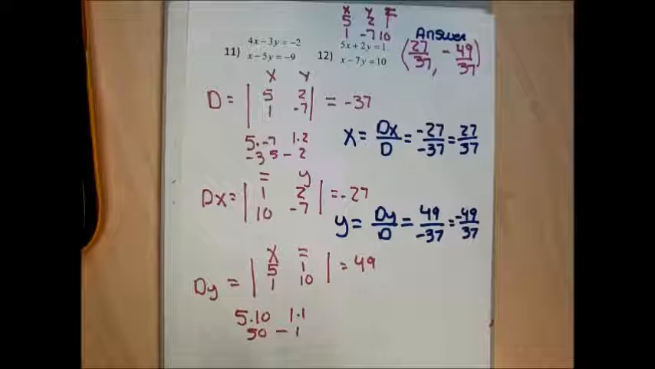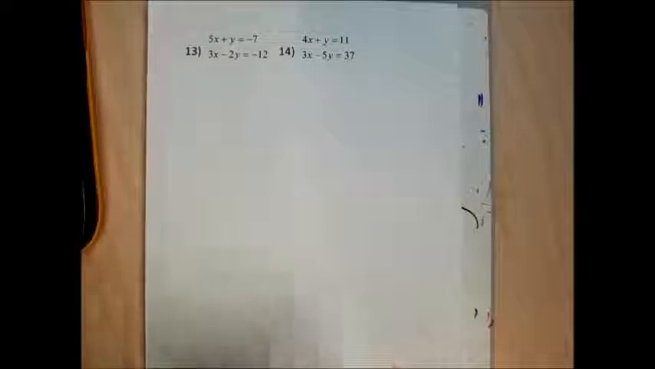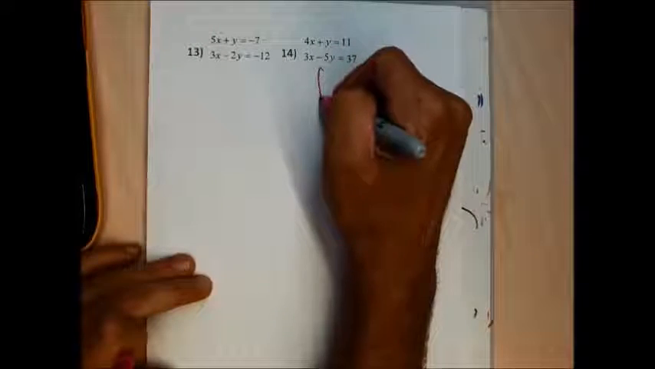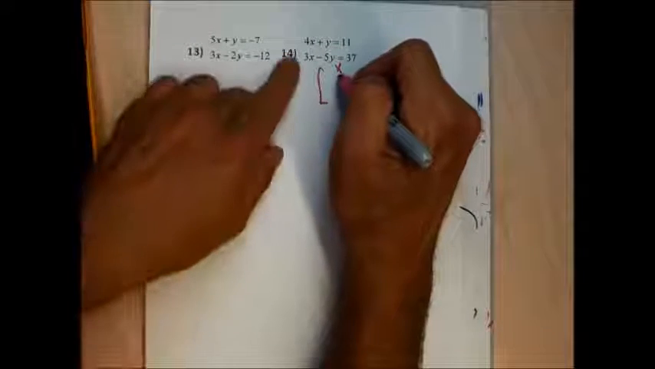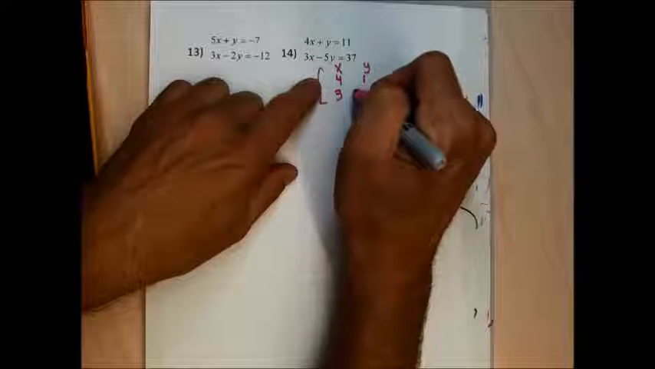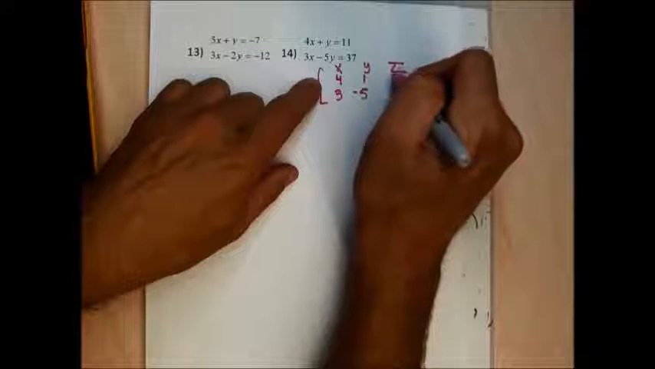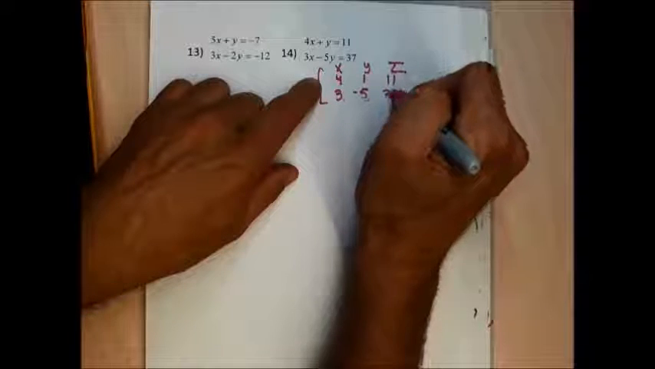These are very repetitive. Once you get it, you get it. At first, it takes a bit to get. So 14, first do it by the old school method. I'm going to create a matrix. The x column is going to have 4 and 3. The y column is going to have 1 and negative 5. The equals column is going to have 11 and 37.